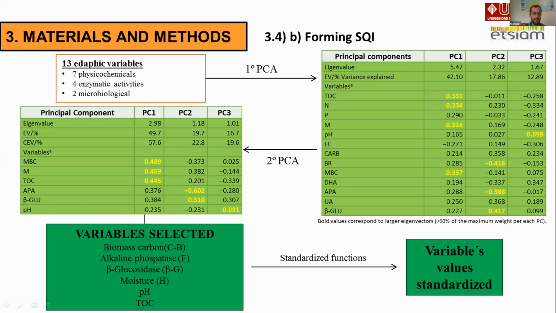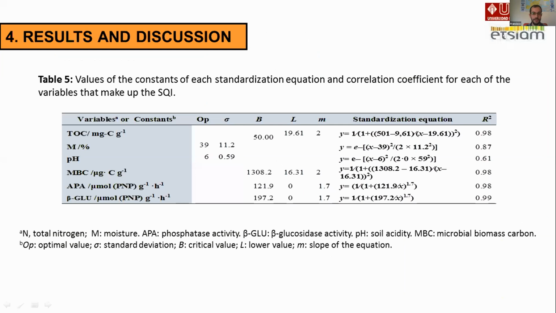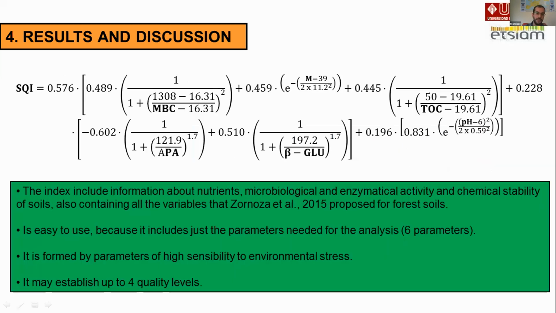We use some standardization function to have all of these variables' values standardized. And the final result, well, not the final, but one of the last results are these equations, these standardization equations that we obtain for all our 6 variables. You can see that for the moisture and the pH, we have one type of equation, an exponential type, and for the rest of them, we've got a Gaussian type curve. You can also see in this table some other data like the standard deviation or the slope of the equation. And here is our final result. Here is the final algorithm.